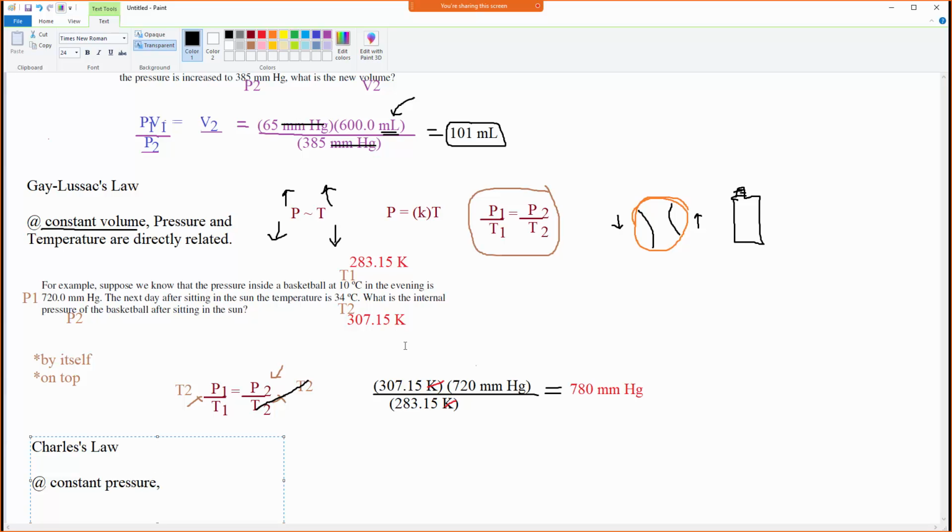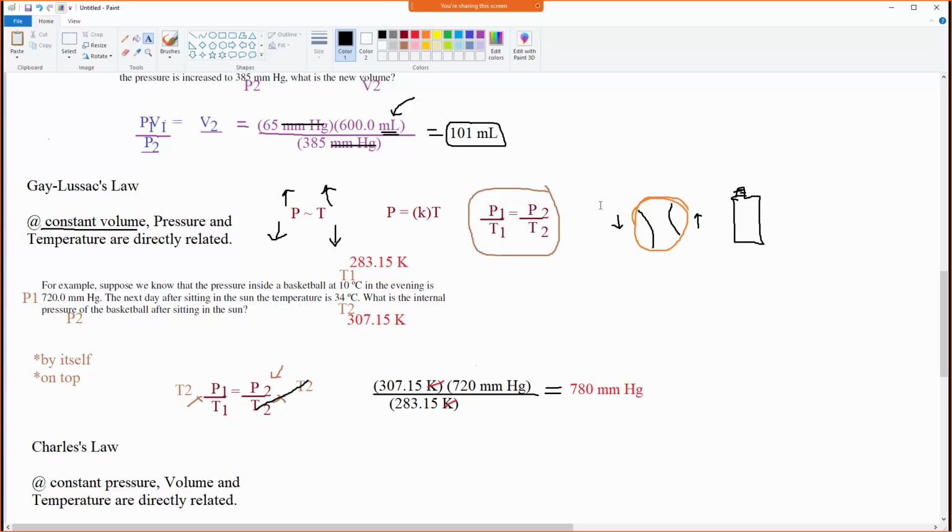Now, volume and temperature are directly related. So this was at a constant volume, like you've got a basketball or a closed water bottle kind of a thing. But at a constant pressure, this would be something like a piston, right? Maybe you have a closed system here, but you have this movable piston on top, right? That can move up or down to expand or contract.